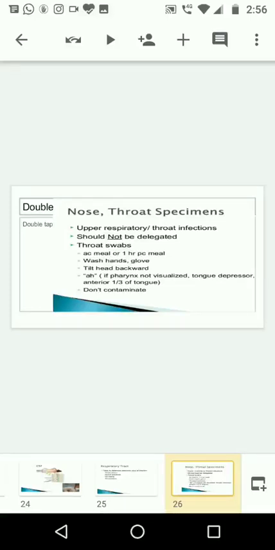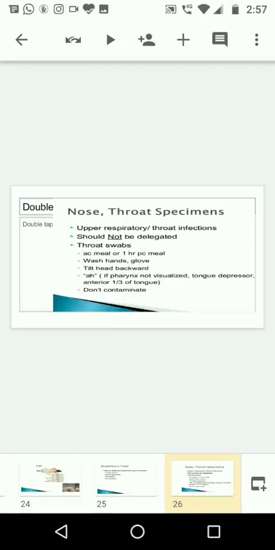Upper respiratory or throat infection. In this, we will take the throat swab before a meal or 1 hour after a meal, because when you are taking any throat sample, it can cause a gag reflex, and after the gag reflex you can vomit what you have eaten. So the stomach should be empty at that time.